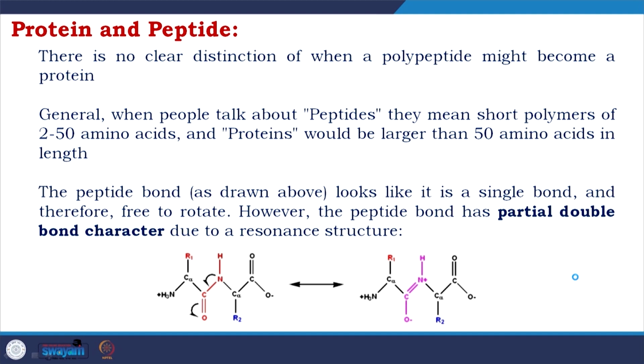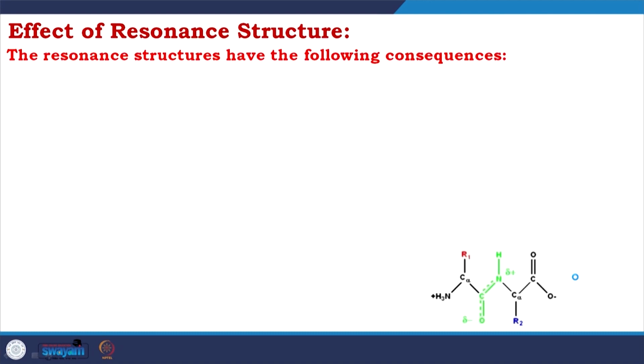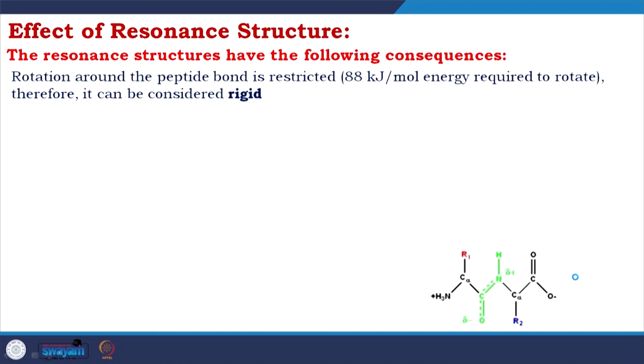The peptide bond looks like it is a single bond and therefore free to rotate. However, as we talked about, the peptide bond has partial double bond character due to the resonance structure. You could see the resonance structure contribution here. The resonance structure has the following consequences. One, rotation around the peptide bond is restricted by 88 kilojoule per mole energy required to rotate. Therefore, it can be considered rigid.